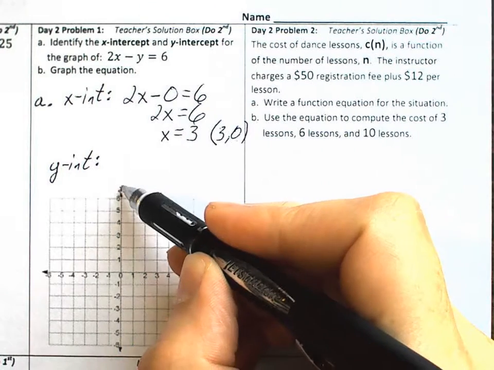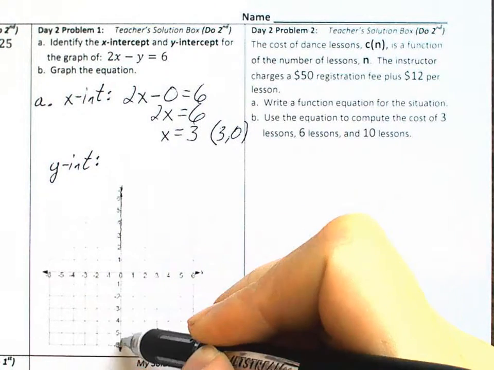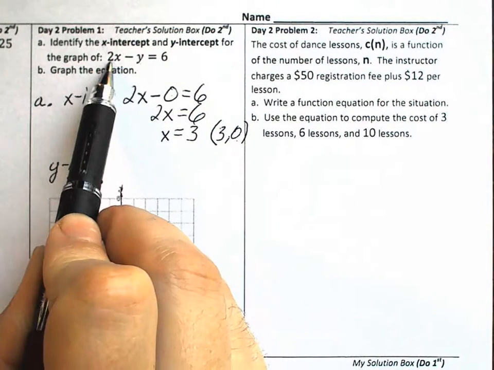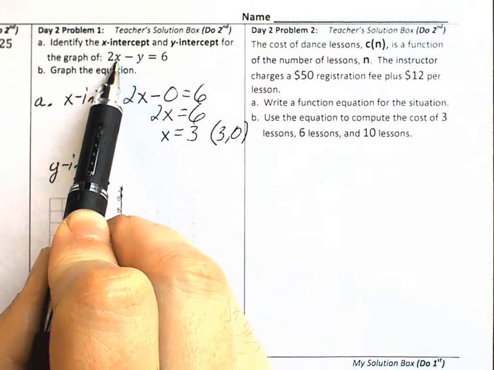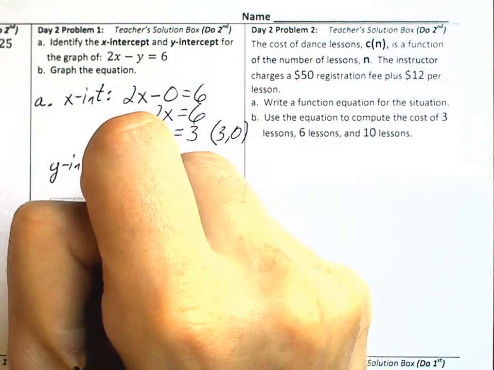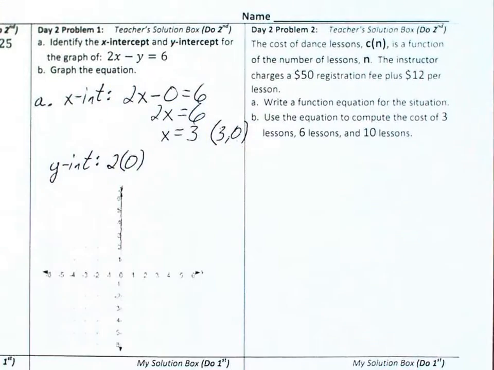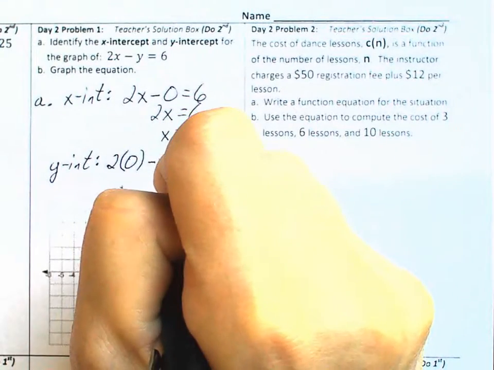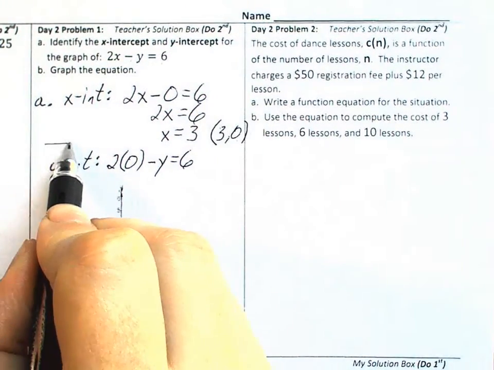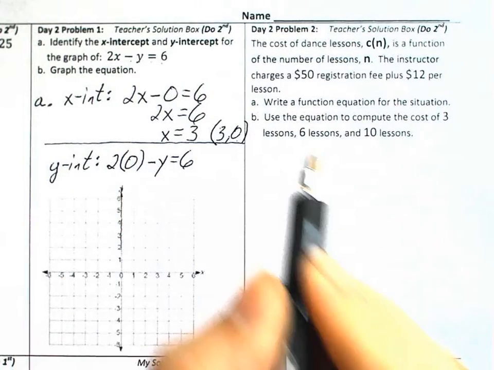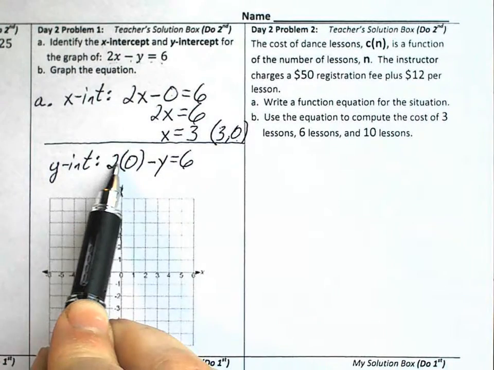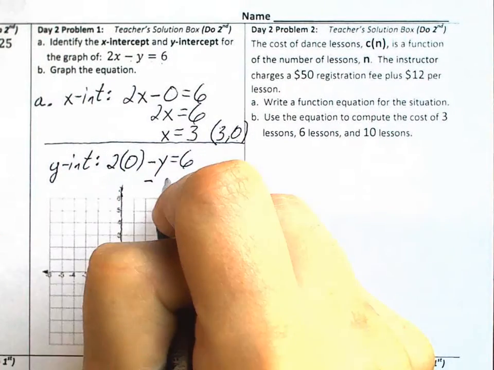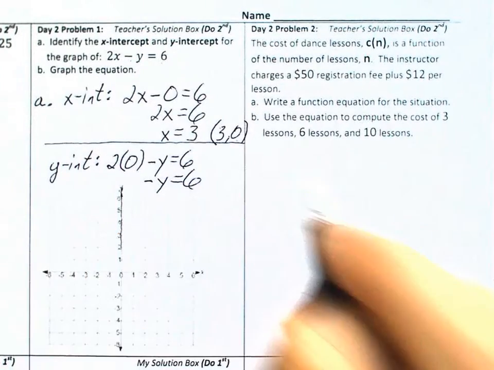Any dot on the y-axis will have an x-coordinate of 0. And that gives us a procedure to find a y-intercept. We can take the original equation and fill in a 0 for the variable x. So 2(0) minus y equals 6. Two times 0 is just 0. It's like having nothing right here. And so this is the same thing as just negative y equals 6.